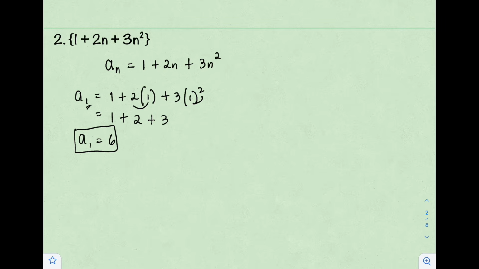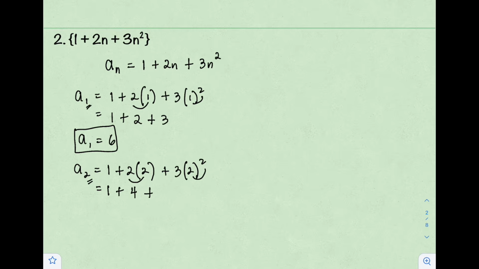Okay? Next, solve natin yung second term. We have 1 plus 2n plus 3n squared. So ang n natin this time is equals to 2. Simplify natin. We have 1 plus 2 times 2, this is 4, plus 2 squared, that is 4 times 3, this is 12. Okay, so combine. So 1 plus 4 plus 12, this is 17.